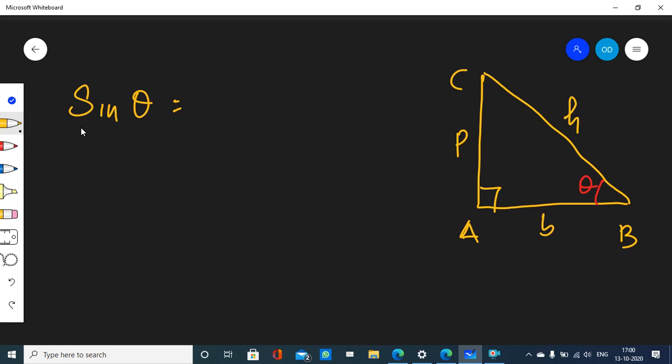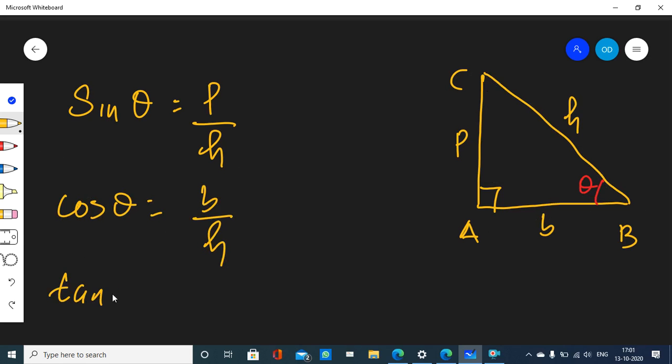Sine of angle theta is equal to P upon H, length of the perpendicular upon length of the hypotenuse. Clear? And cos theta is equal to base upon hypotenuse, and tan theta is equal to length of perpendicular by length of base, P by B. You knew all this already in high school, right?